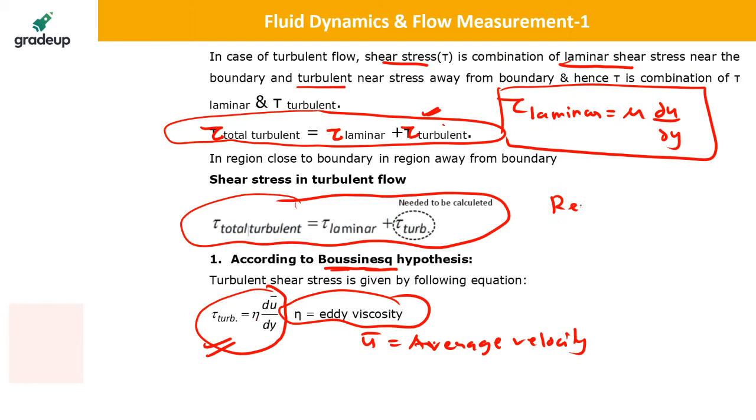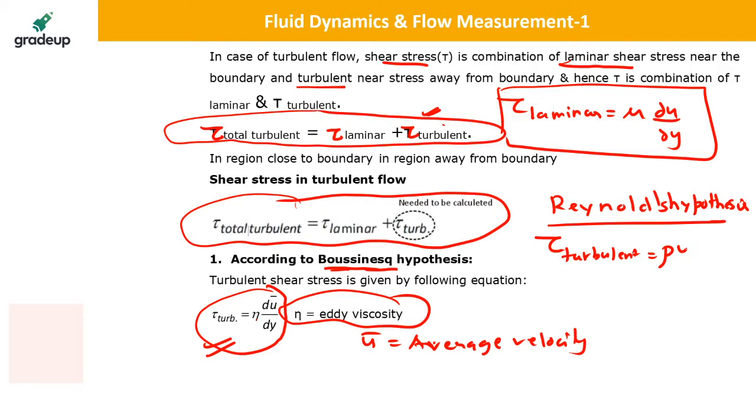Then Reynolds gave one more hypothesis, the Reynolds hypothesis. According to Reynolds, the turbulent shear stress is equal to rho times u dash into v dash. So the total turbulent shear stress is equal to this rho into u dash into v dash, where u dash and v dash are the fluctuating components of velocity.